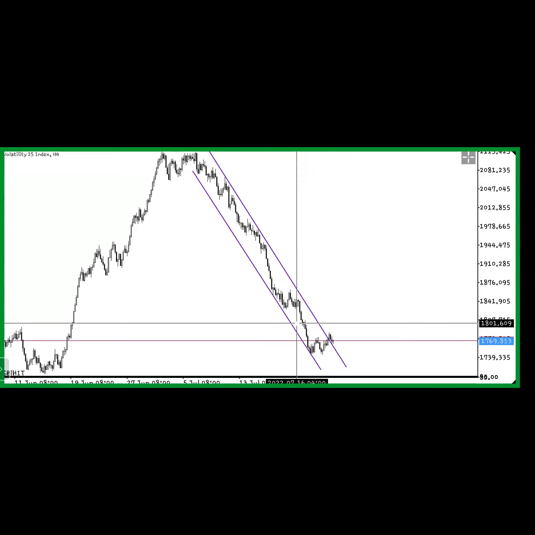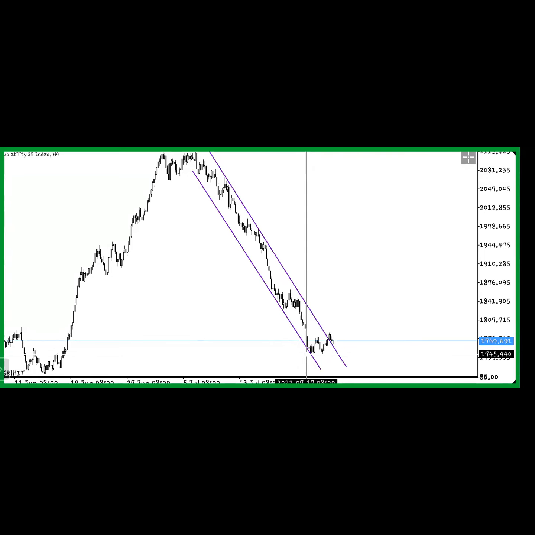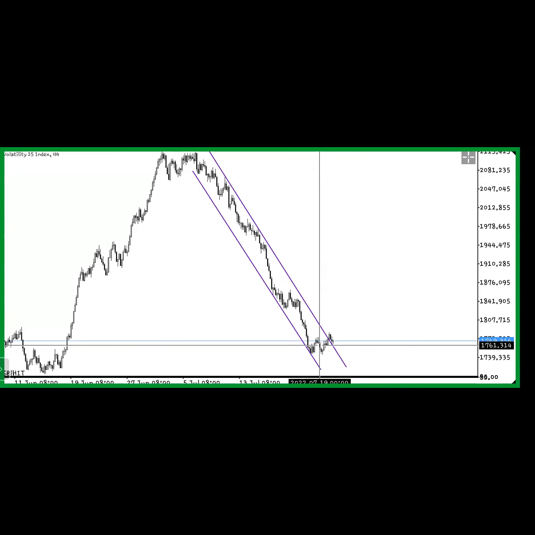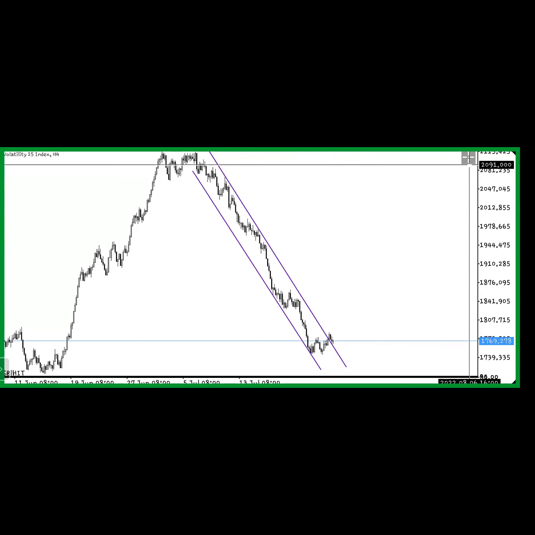Number 2, I have a double bottom. You can clearly see it: first leg, second leg here, and then the neckline. It has broken our neckline and come back to retest our OB here, which is going to be our third reason to take this trade. So on this pair, we have 3 reasons. Number 1, breakout and retest on our main channel. Number 2, double bottom. Number 3, retest on our neckline and OB.